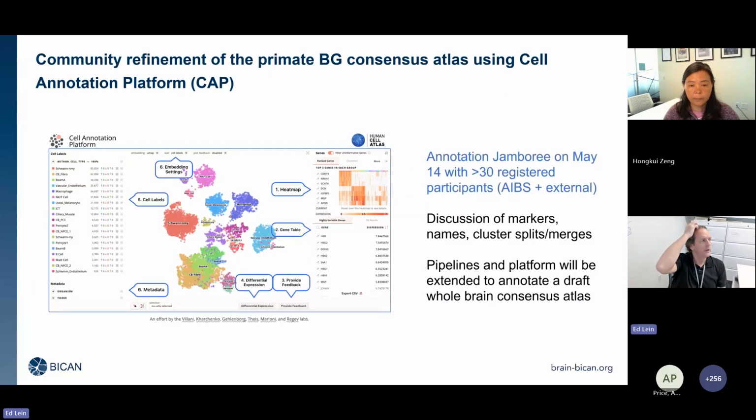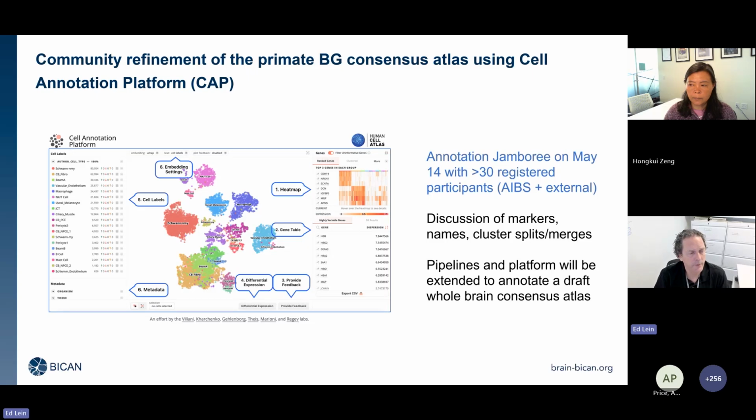The first is that if we want to get adoption across the community, we really need to engage the community on this annotation. And we began to do this for the basal ganglia. We collaborated with some terrific colleagues from the Human Cell Atlas that produced a tool called the Cell Annotation Platform, or CAP. This is an online tool that allows us to put a cellular data set and taxonomy into it and allow community input into this.